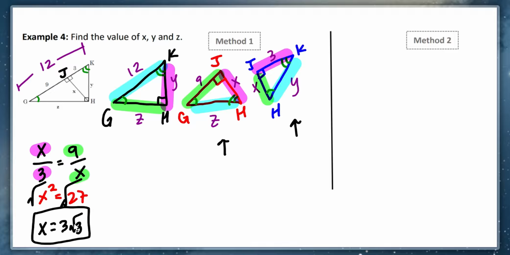Right? And if you're not sure where we got the 3 root 3, go ahead and break down your 27, do your factor tree. This is where we're getting it from. You have a pair of 3's that cancels. That's 3 on the outside, 3 remaining. And so that's where we're getting the 3 root 3.